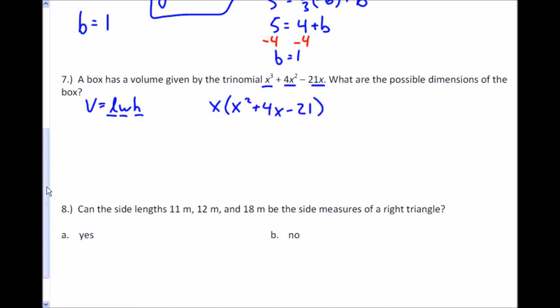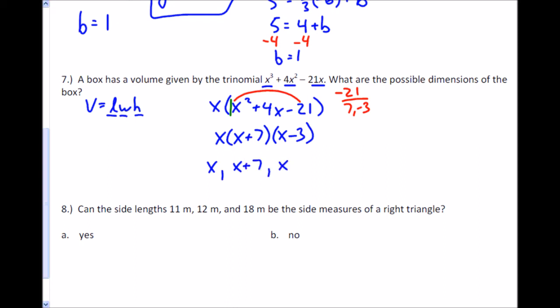And now the trinomial that's left inside here, I'm going to build a bridge. That gives me a negative 21. 2 numbers that multiply to negative 21 but add to 4 are a positive 7 and a negative 3. And this one I can use my shortcut on because there's a 1 in front of this x squared, which means my 2 factors here are going to be x plus 7 and x minus 3. And then this x that I factored out initially just tags along. So now I have 3 things being multiplied. These are my possible dimensions: x, x plus 7, and x minus 3. The 3 factors are my possible dimensions for the box.